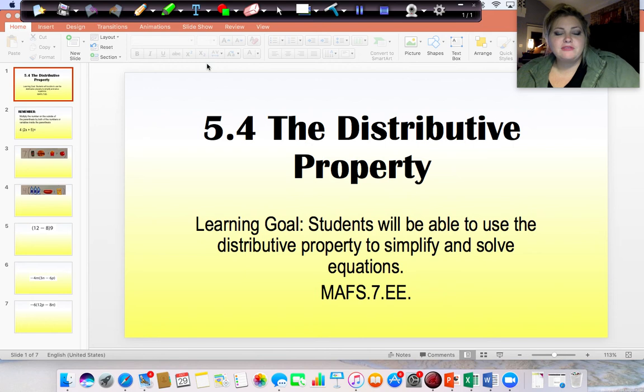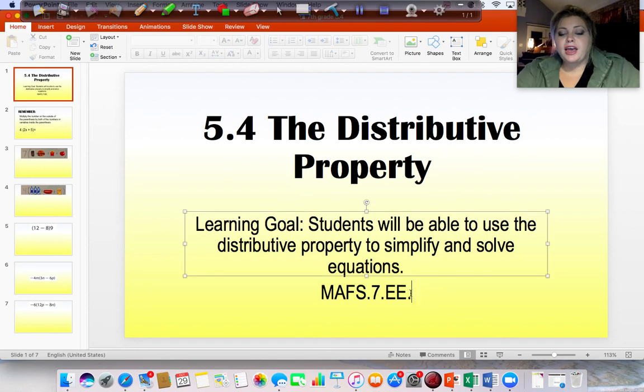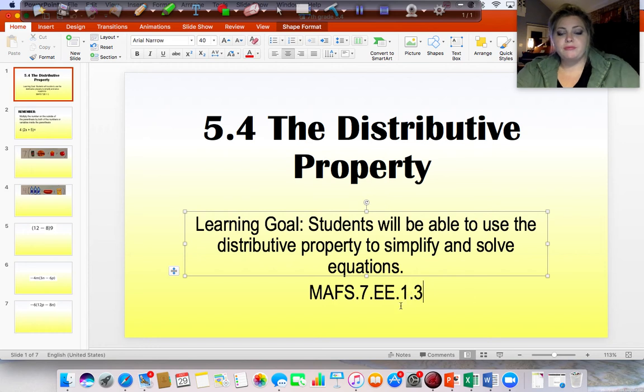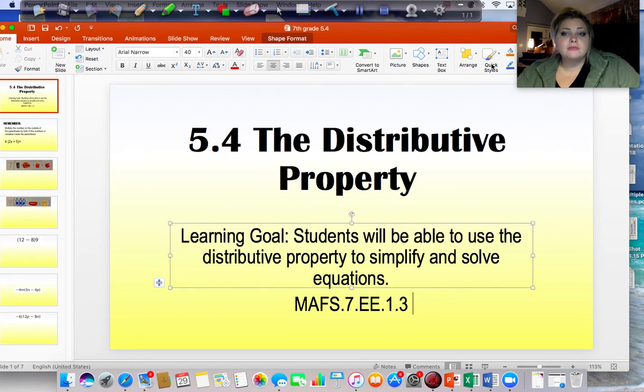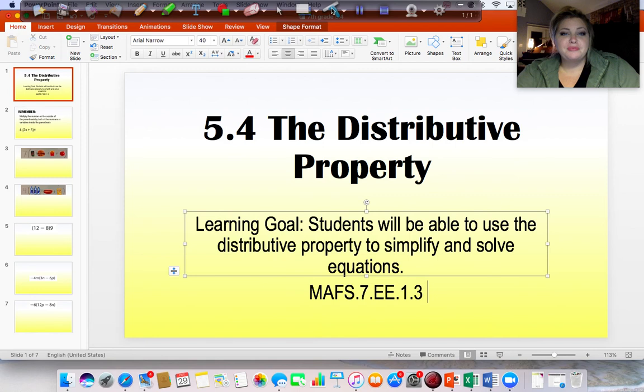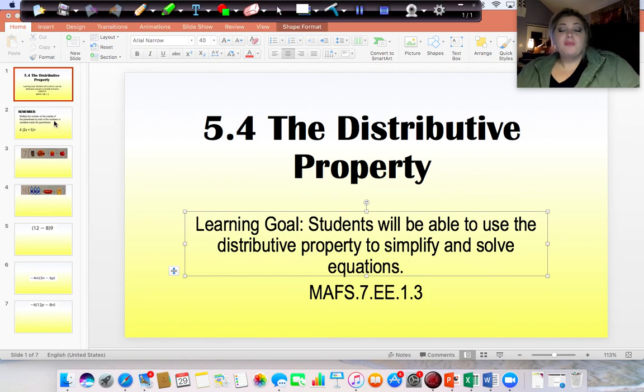Chapter 5, Lesson 4. This is on the distributive property. Our learning goal is that students will be able to use the distributive property to simplify and solve equations. This is actually MAFS, 7th grade, EE 1.3. So make sure you've got that all written down before you move on with us. Pause this video at any time if you need to.